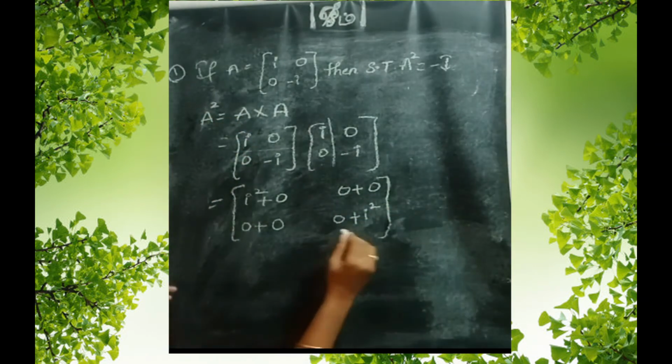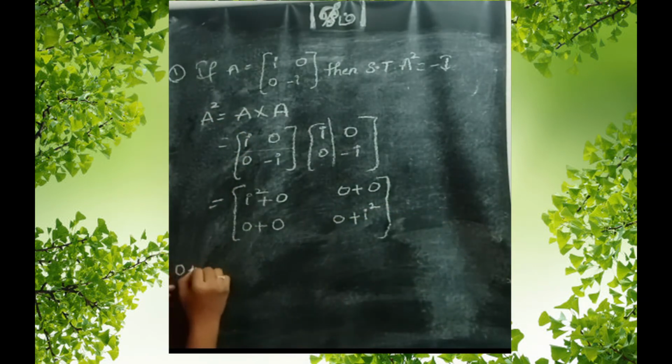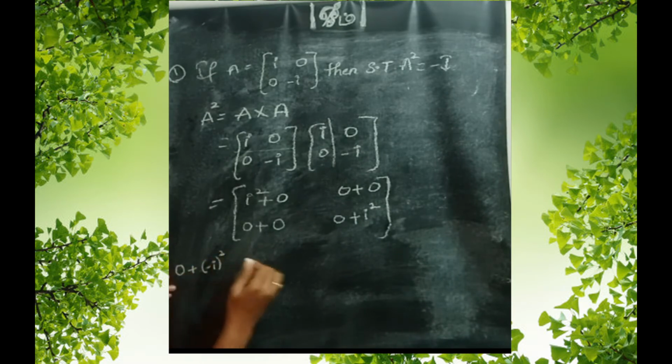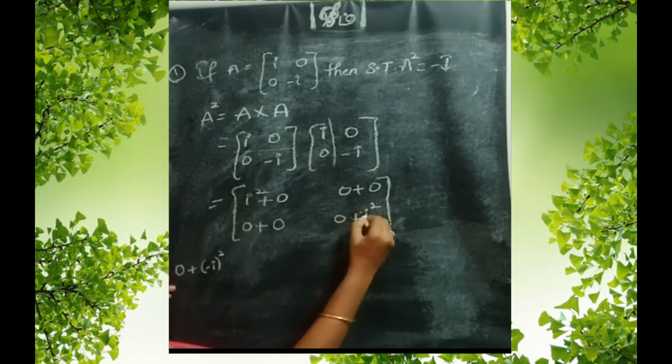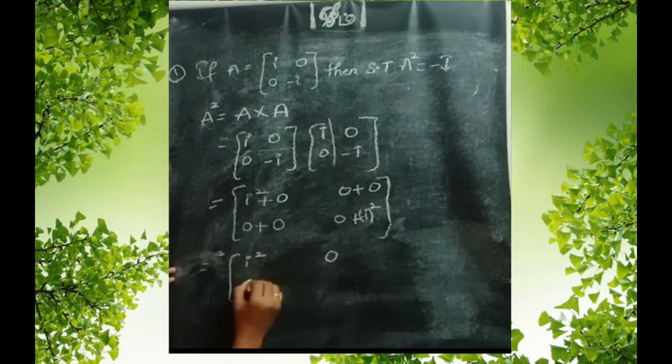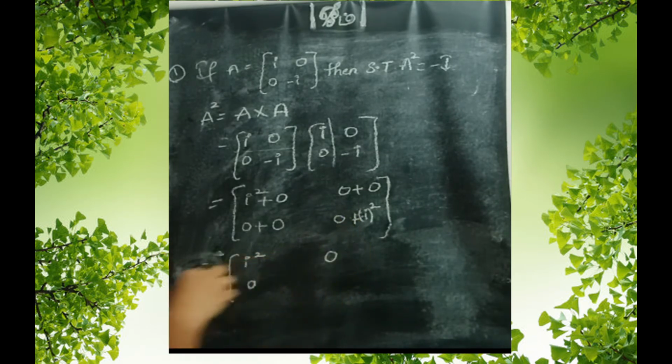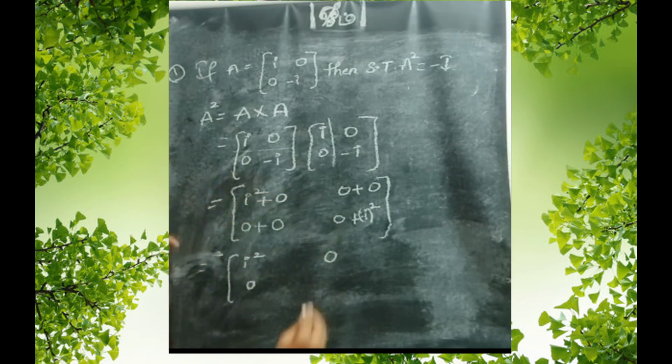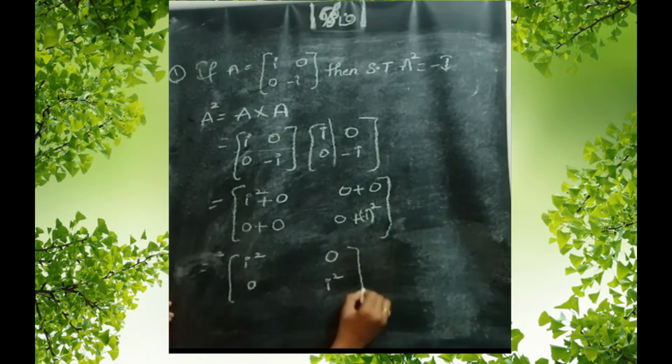Or you can write it like this also: 0 plus minus I whole square. So plus minus I whole square, that's your wish. Okay. I square plus 0, I square, 0, 0, minus into minus will get plus, and I square will be I square.